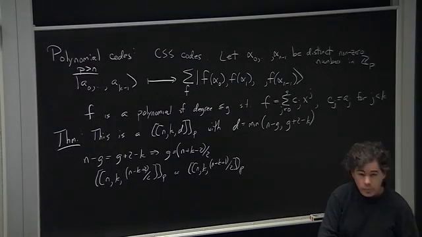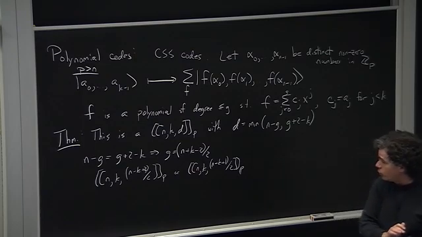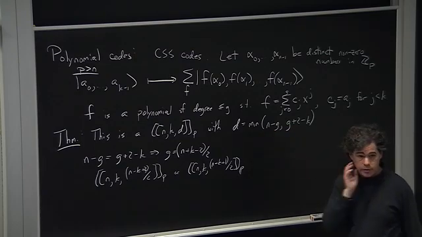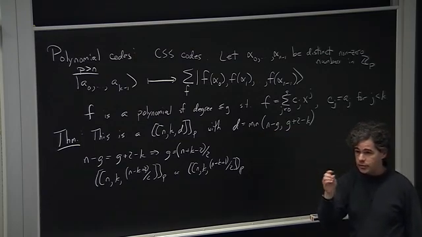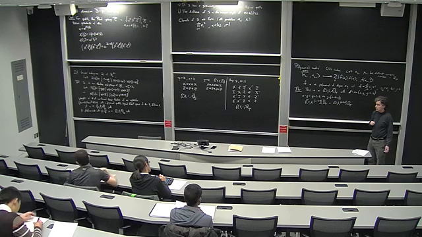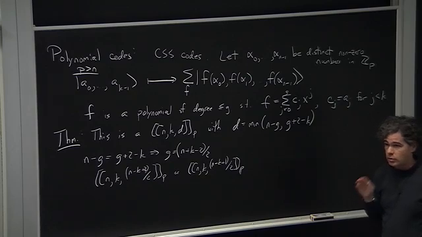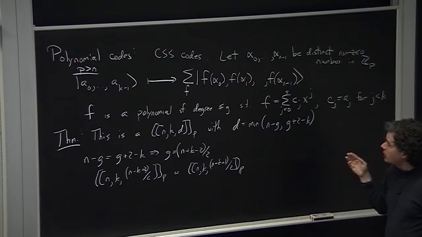I guess maybe I won't completely prove this property about the distance, but let me give you an idea of it. So does it matter which alphas we pick? It doesn't matter so long as they're not 0 and they're all different. Okay. So why can't they be 0?